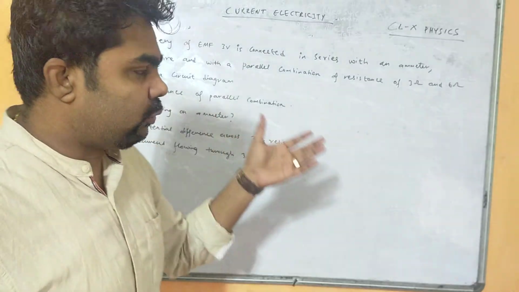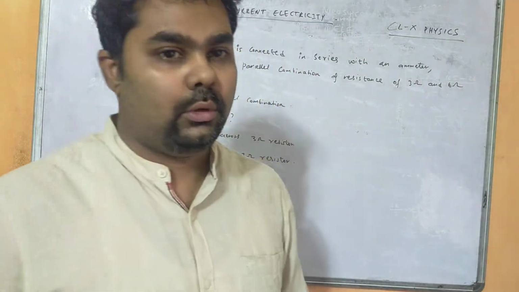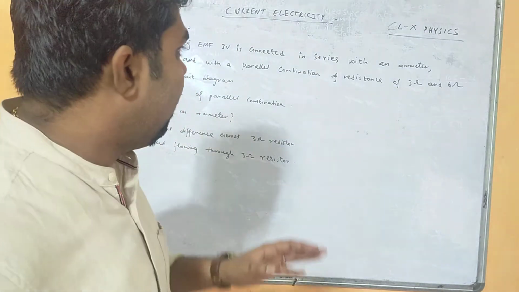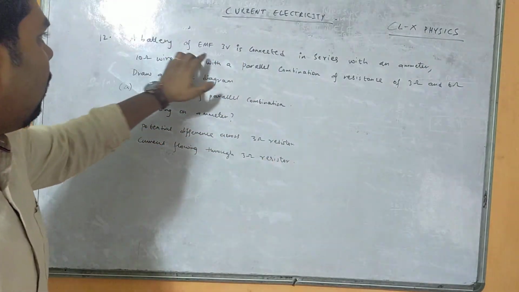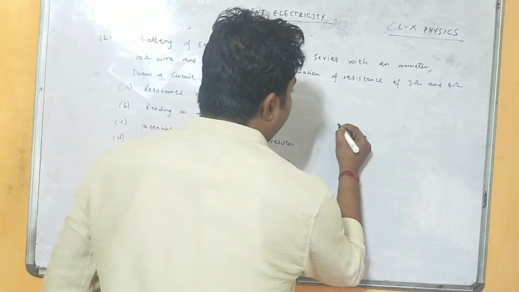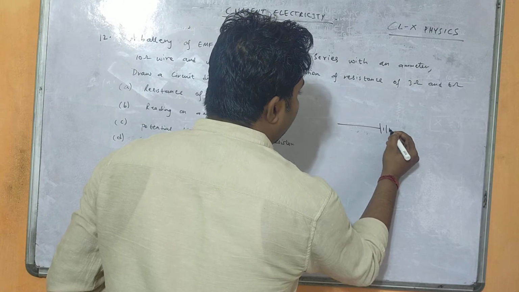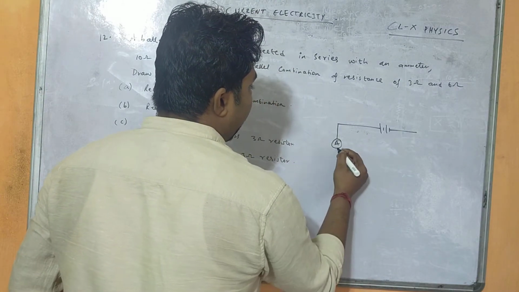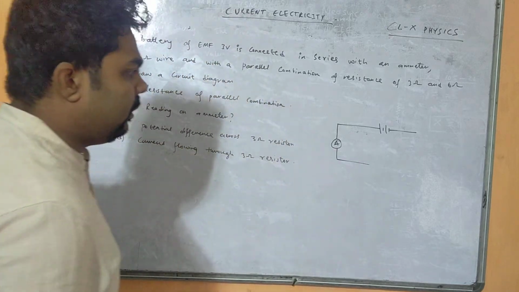This type of question generally comes, and in it you need to draw the circuit diagram by yourself. First, a battery of EMF 3 volt is connected in series with an ammeter. So there is a battery, we will draw the battery, and it is in series with the ammeter.